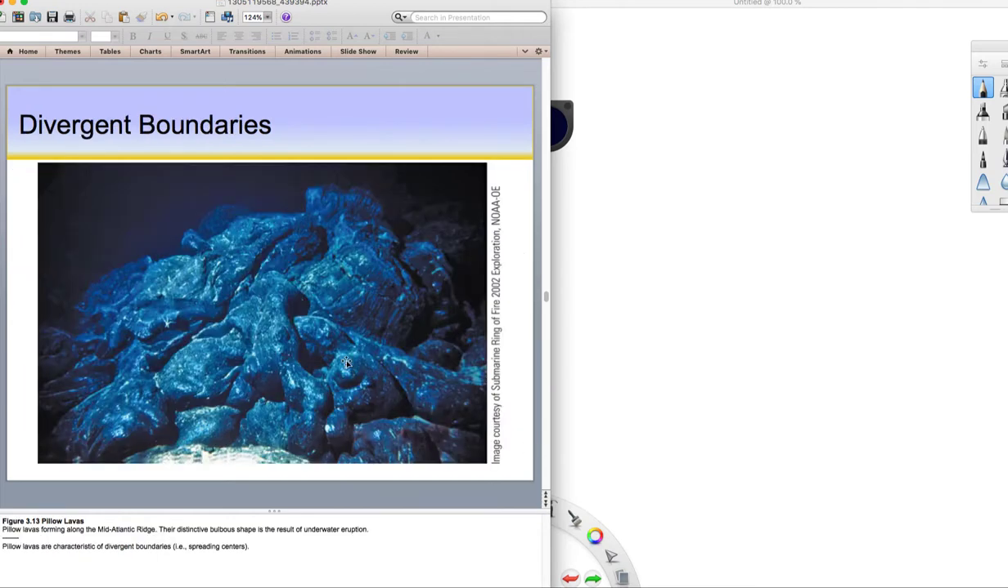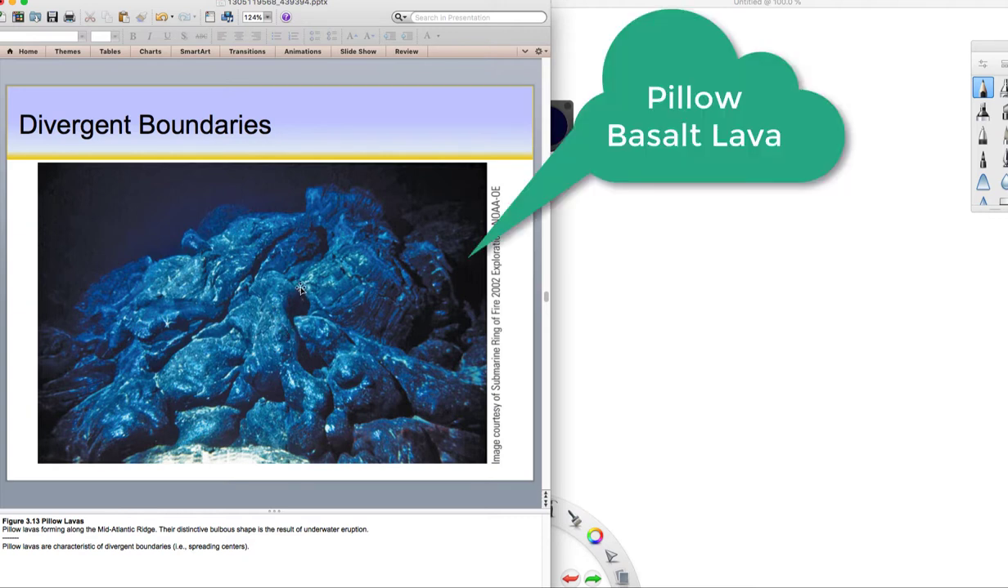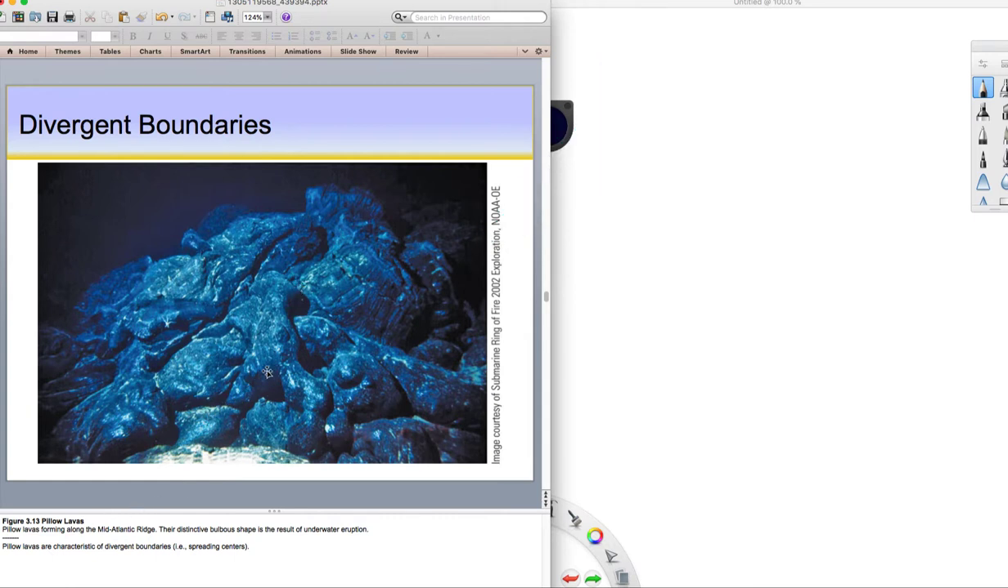Here is the mid-Atlantic ridge, and these are basalt lava. So when that magma erupts onto the seafloor, it quenches and it forms a structure called pillow basalt lava. And so it's quenched by the seafloor, pillow lava. So the ocean floor is really covered by this pillow basalt.